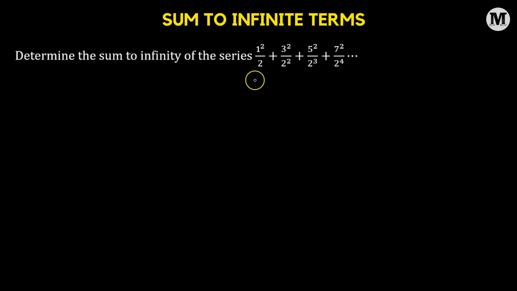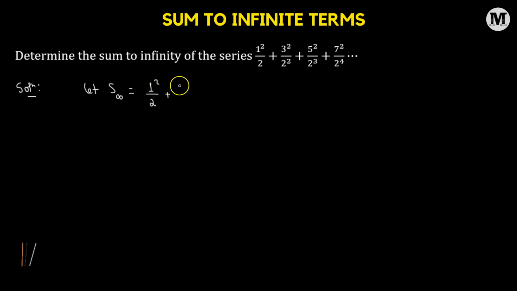Determine the sum to infinity of the following infinite series. Let us begin. So we're going to name this infinite series as S infinity. So this represents the sum to infinite terms. This is going to be equals to, so here we have the first term given by 1 squared over 2.